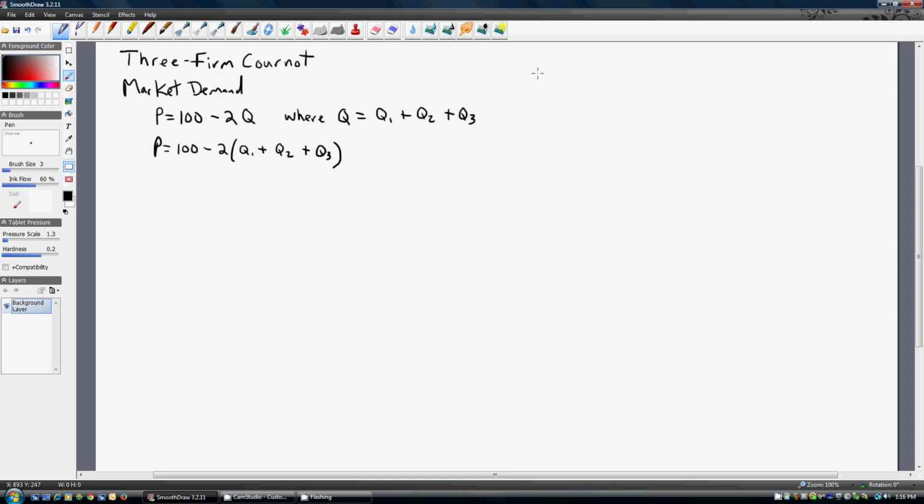Another thing we're going to need is something about the marginal cost. The marginal cost of firm 1 is, well, not $100. Let's use $20, sorry. So the marginal cost of firm 1 is 20, and we're going to keep the marginal cost the same for all firms. Marginal cost for firm 2 is $20. Marginal cost for firm 3 is also $20.